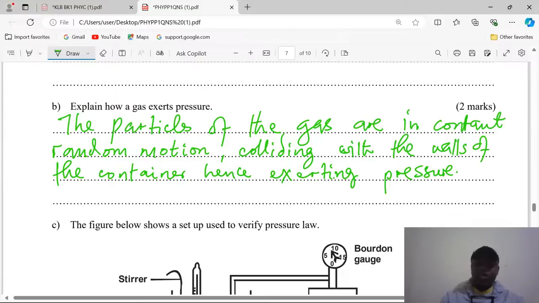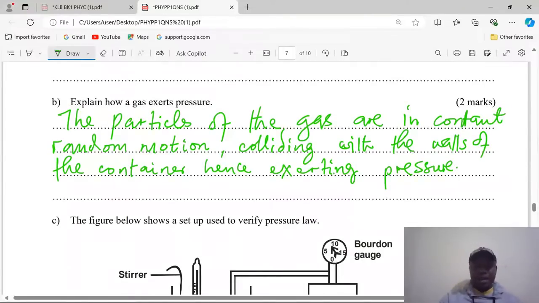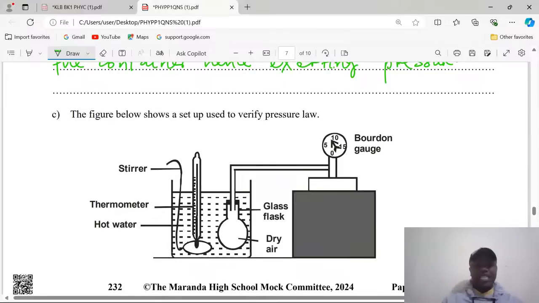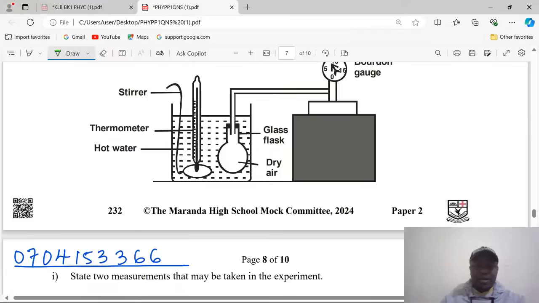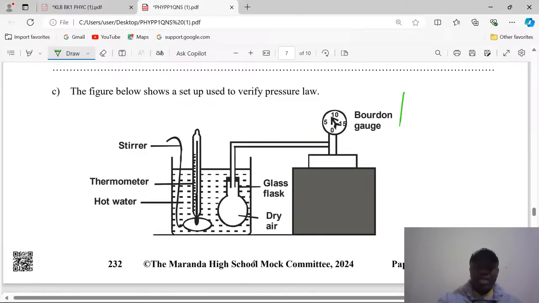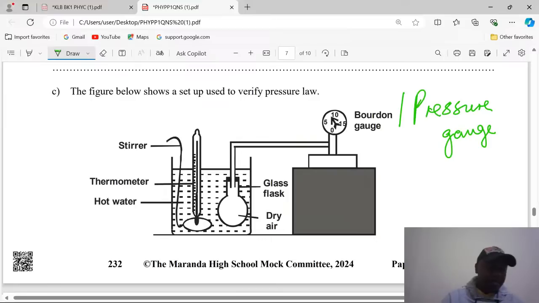So pressure is squarely due to collision of the gas particles with the walls of the container where the gas is. There is a figure here which shows a setup used to verify the pressure law. We can see a beaker containing a thermometer and hot water. There is dry air in a glass flask. Then we can see a Bourdon gauge. It serves the same purpose as a pressure gauge. Its work is to record pressure.